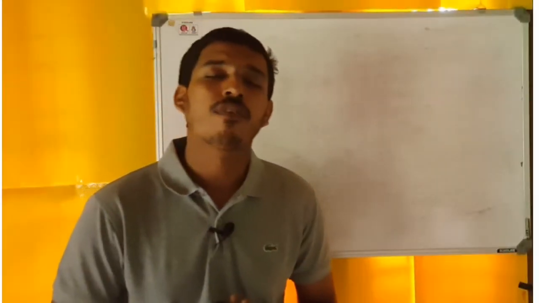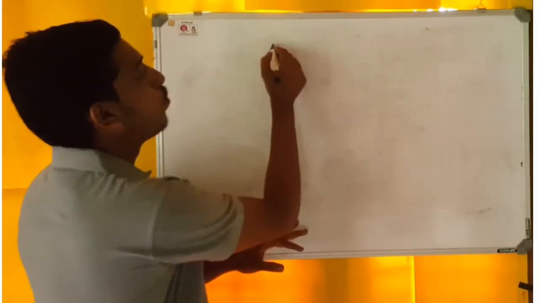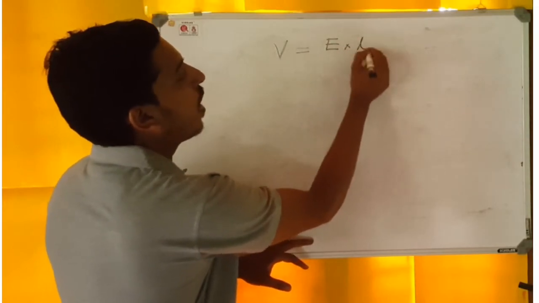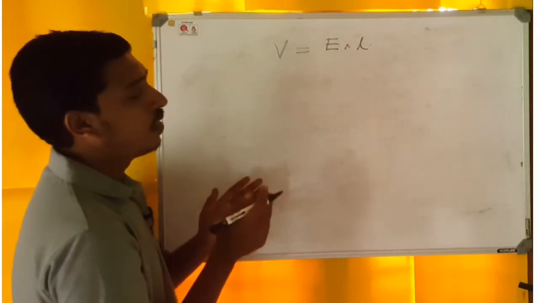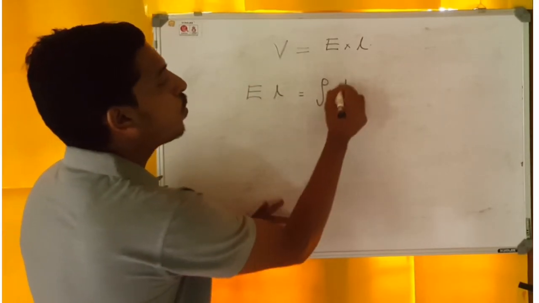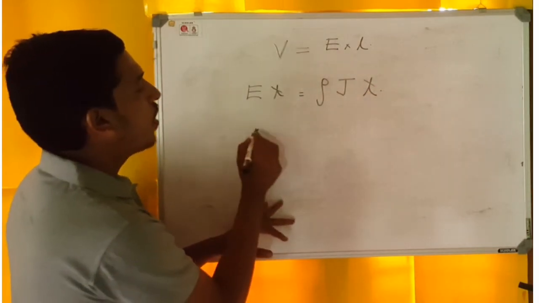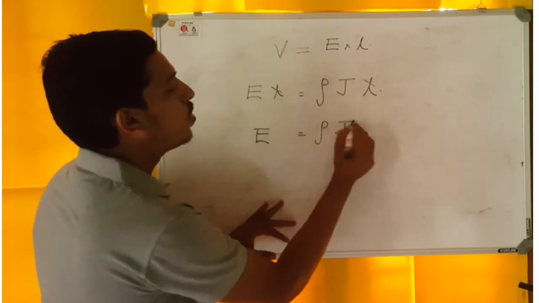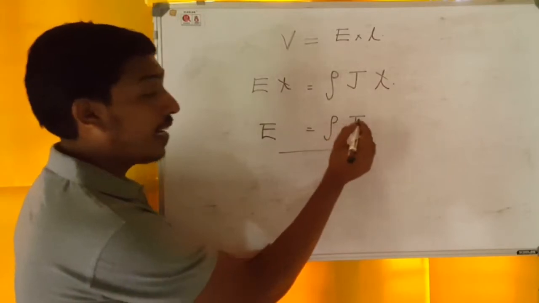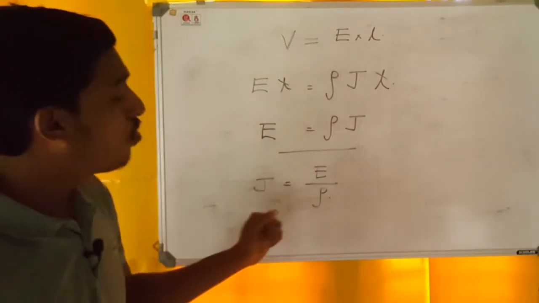If E is the electric field through the conductor of length L, then the potential difference between the ends of the conductor V can be written as V is equal to E into L. Then the above equation can be written as EL is equal to rho into J into L. Here the L and L will cancel, so we have E is equal to rho into J. From this we can write the current density J is equal to E by rho, where rho is the resistivity of the material.